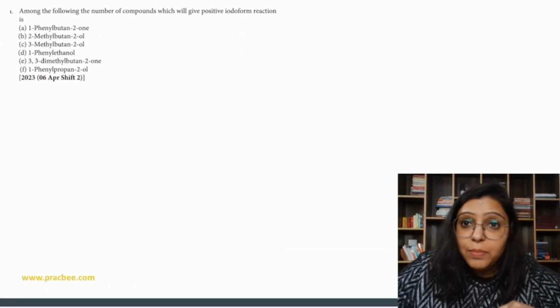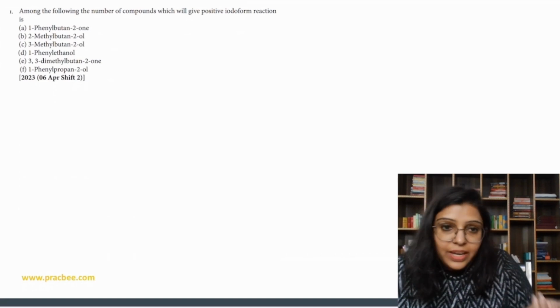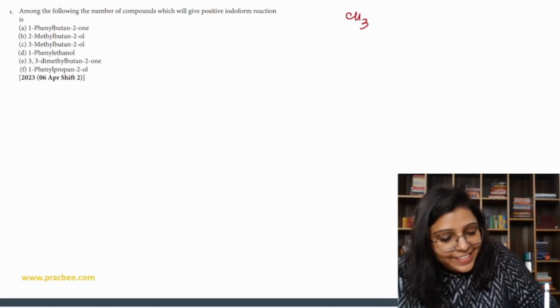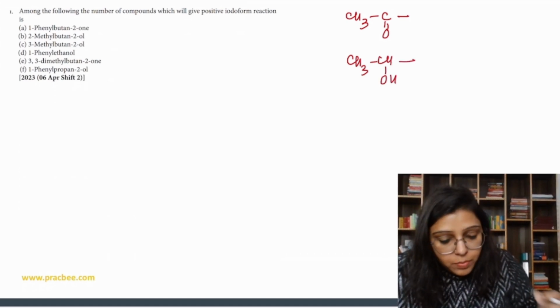Next question is, among the following, the number of compounds that will give positive iodoform test. Again we have to look for CH3 C double bond O this and CH3 CHOH this, but for that we should form the structure.